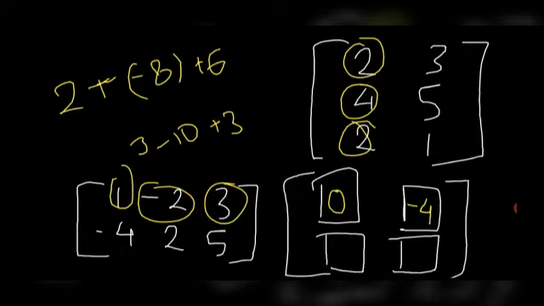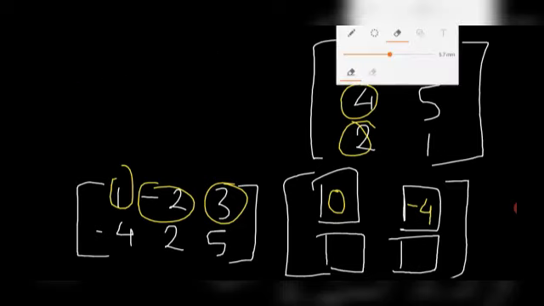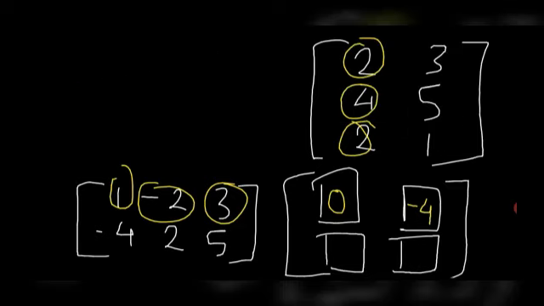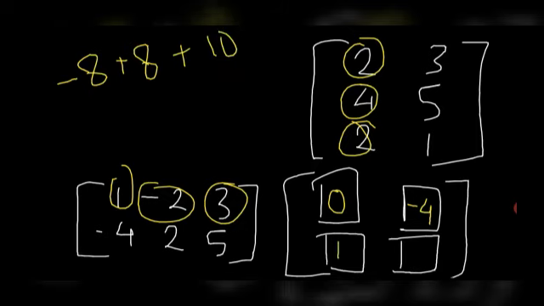Then when you do this and this, so 2 into, let me erase this part. So it will be first 2 into minus 4, that is minus 8, then 4 into 2, that is plus 8, then 2 into 5, that is plus 10. So this part will be 10.